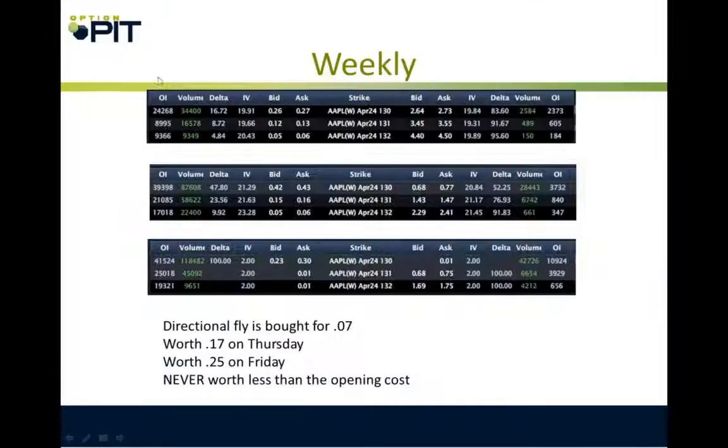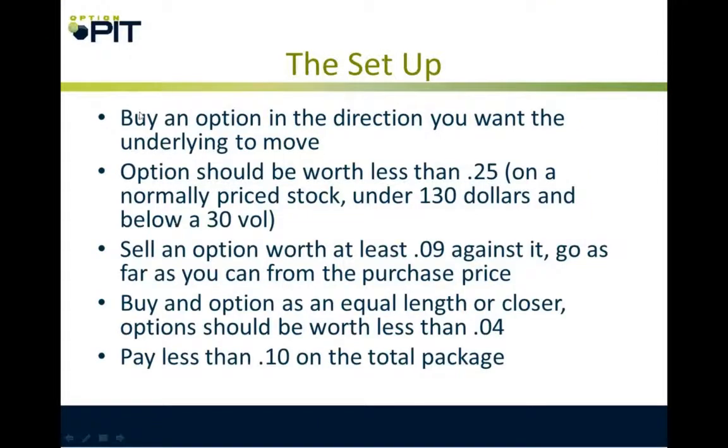All right, so buy an option in the direction you want the underlying to move. It should be worth less than 25 cents on a normally priced stock, you know, under 130 bucks, below a 30 vol. All right. Sell an option worth at least 9 cents against it. Go as far as you can from the purchase price. Buy an option at equal length or closer, worth less than 4 cents. Try and pay less than a dime on the total package.